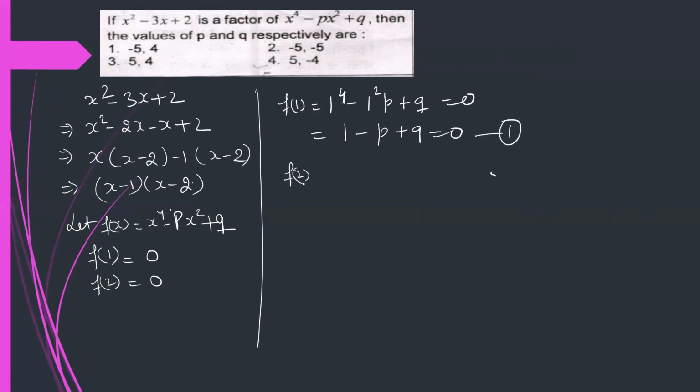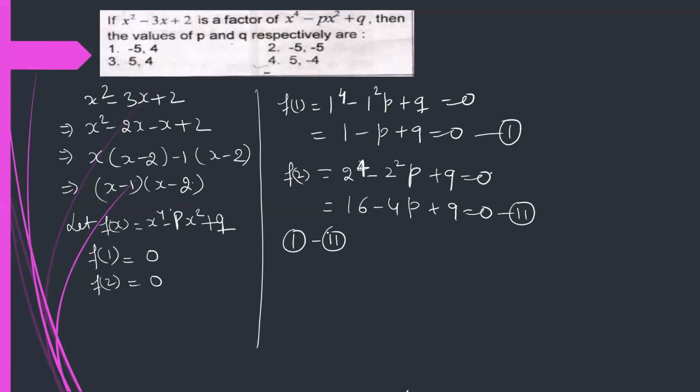Let's find f of 2. f of 2 is 2 to the power 4 minus 2 square into p plus q equals 0, which gives you 16 minus 4p plus q equals 0. This is our equation number 2. Now subtract the second equation from the first equation. What you will get is minus 15 plus 3p equals 0. This means the value of p will be 5.